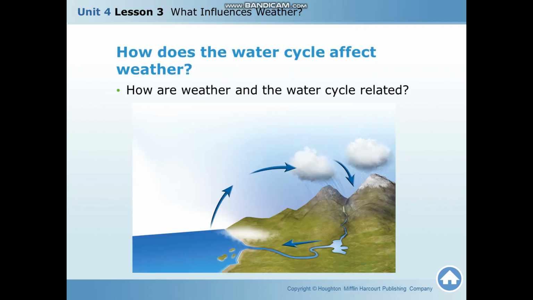How are weather and water cycle related? Yes, the weather is dependent upon the movement of the water in the water cycle, which includes all the different processes such as evaporation, condensation, etc.